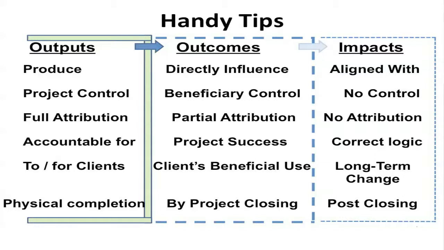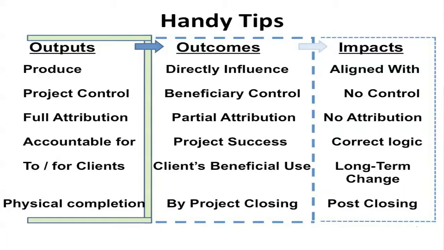For attribution, outputs you can take 100% of the credit. Outcomes, partial credit. Impacts, really no credit at all. Outputs, you're fully accountable for. Outcomes, in ADB, we judge project success on whether the outcomes were achieved or not. And impacts, really, you're only accountable for having the correct logic and understanding.